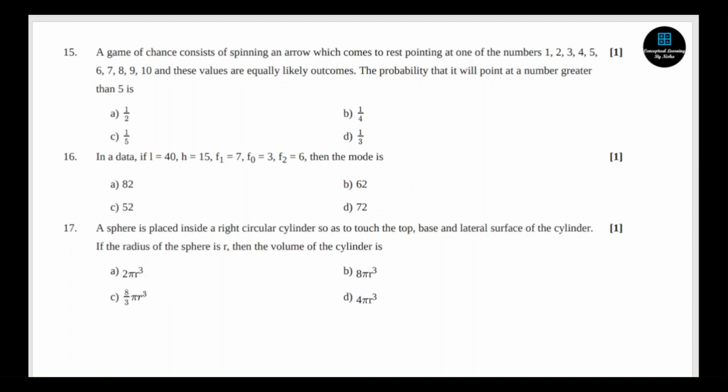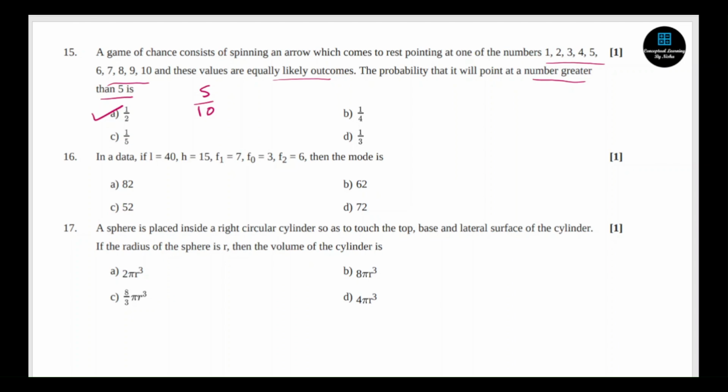A game of chance consists of spinning an arrow with numbers 1, 2, 3, 4, 5, 6 and so on till 10, with equally likely outcomes. So the probability that the arrow will point at a number greater than 5. Numbers greater than 5 are nothing but 6, 7, 8, 9, 10. Correct? So there are 5 outcomes out of a total of 10. So 1/2. So the correct option is the first option. Very easy question, right? Alright.